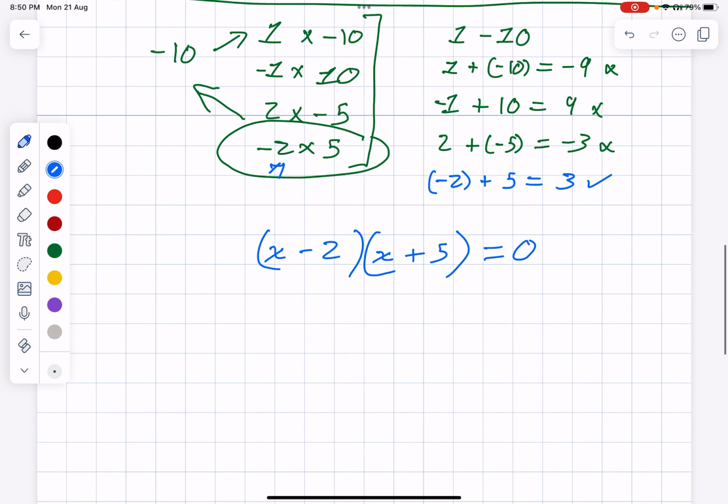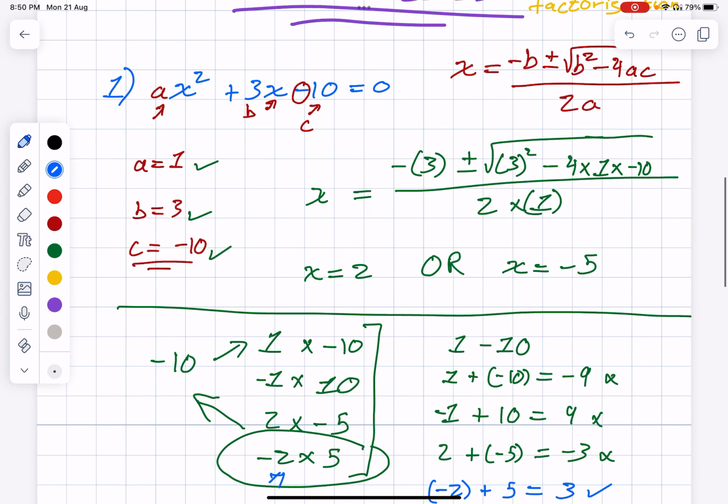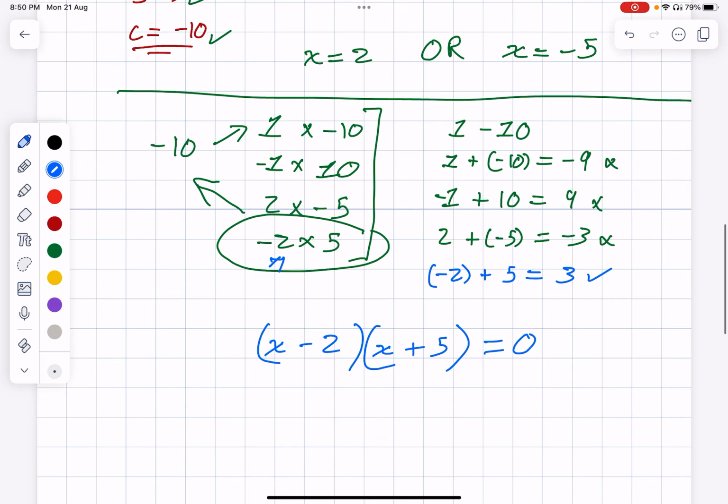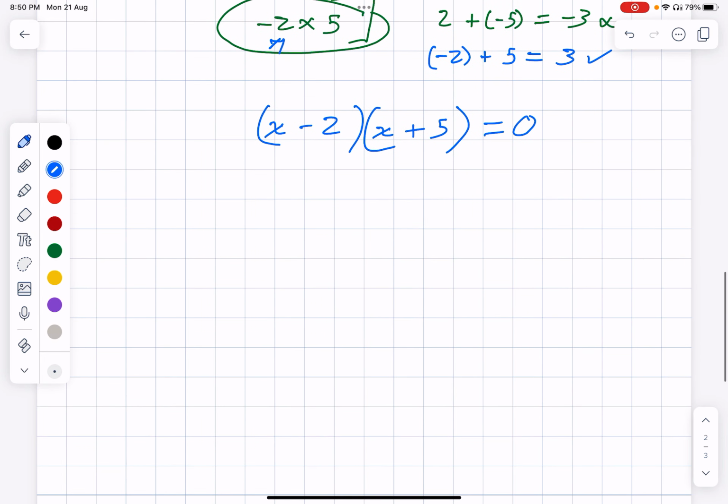Now you equate each one of them to 0 because they say find x, and since in this case the whole entire equation is equal to 0, here are the two possibilities. X minus 2 equal to 0 and x plus 5 is equal to 0. In this case, you solve it as this.